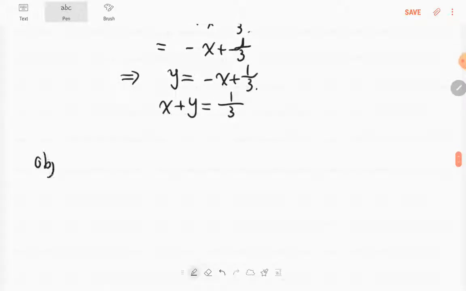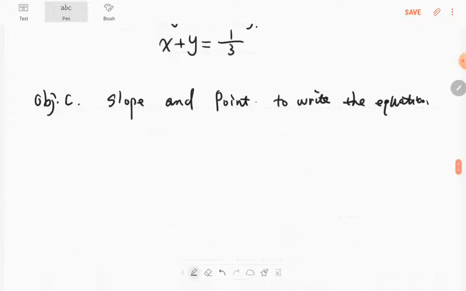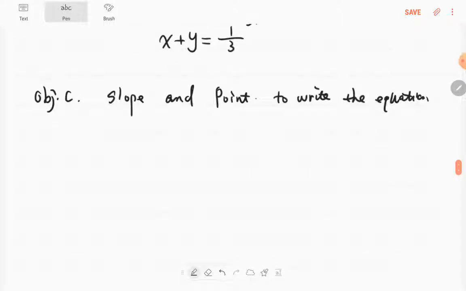So let's move on to the next objective, about being given the slope and a point. This time you have the slope, but you do not have the y-intercept. It's just a random point. How can we write the equation? This time we will introduce a new form of the line. It's called point-slope form.